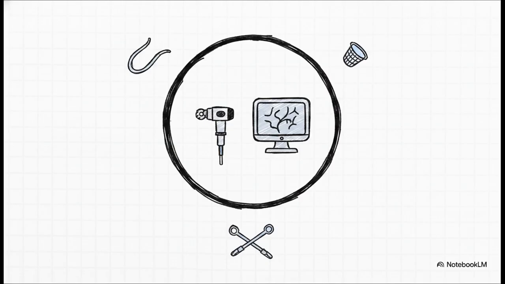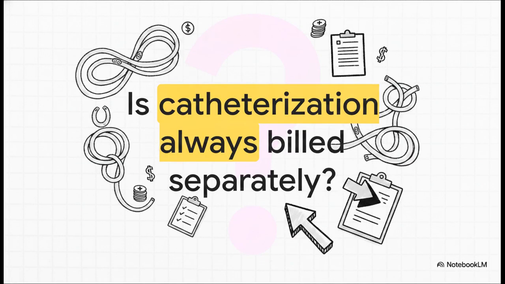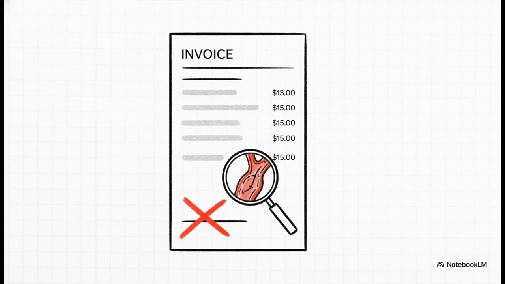However, things like catheterization, embolic protection devices, other interventions, and closure devices, those are separately reportable when applicable. But wait. Let's think about that list for a second. Is catheterization always billed separately just because the general rule allows it to be separately reportable? You'd think so, right? Well, this is a trap that catches a lot of billers. The answer is actually no.